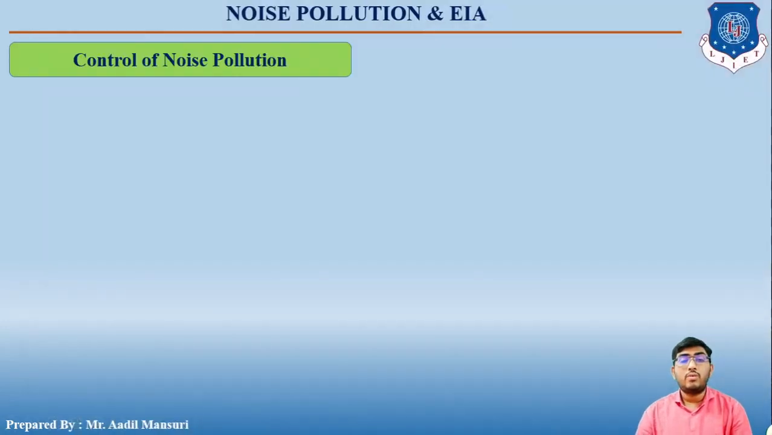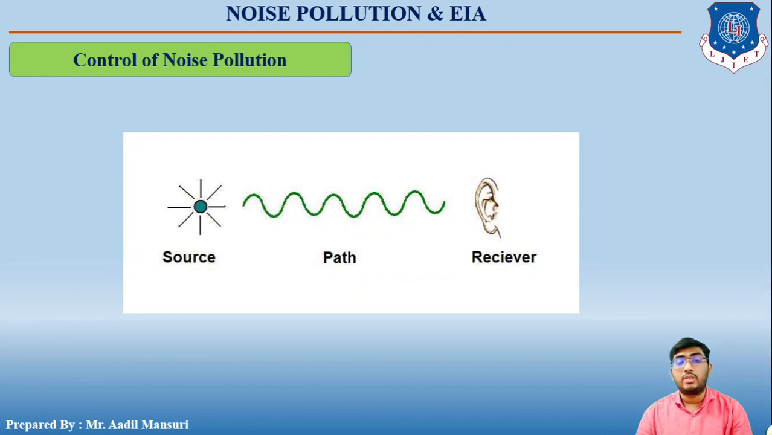So talking about control of noise pollution. Noise pollution can never be eliminated completely, but it can be controlled. Noise pollution can be controlled by paying attention to one of three elements. Source, right? The source can be modified by changing the design and treatment of machine surface. The noise source could be stopped or operation limited to certain times.